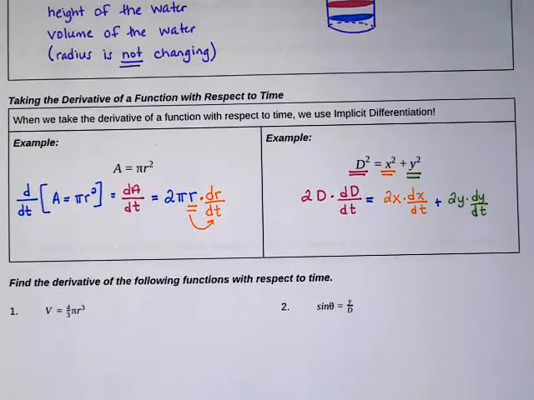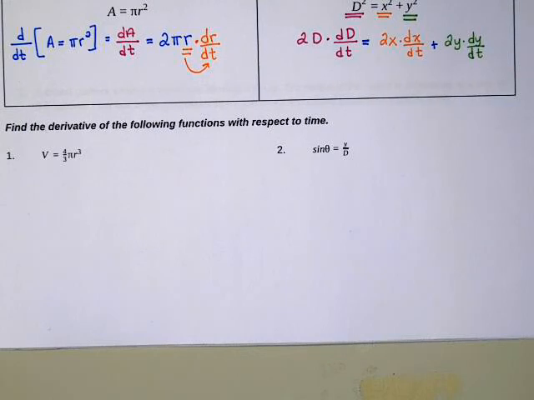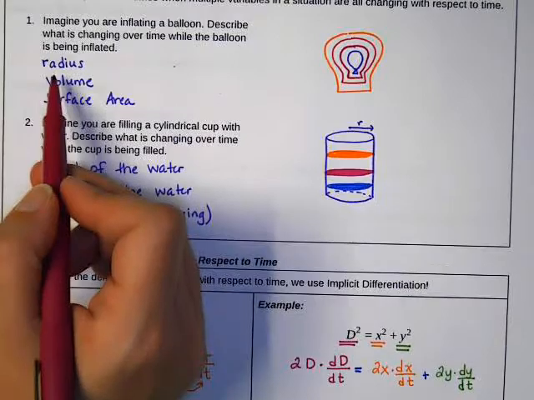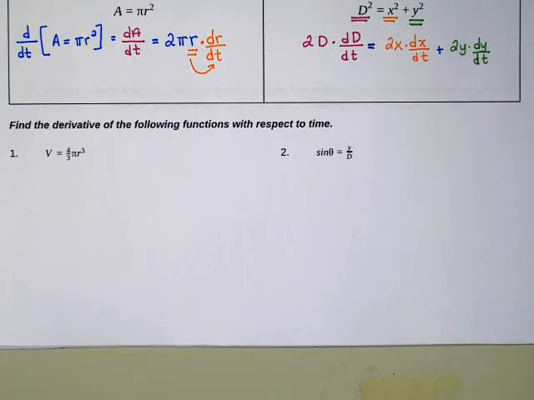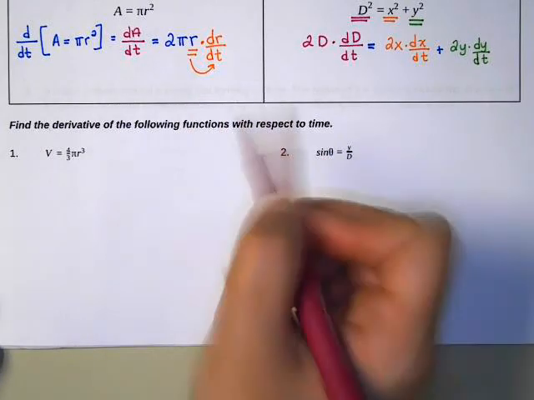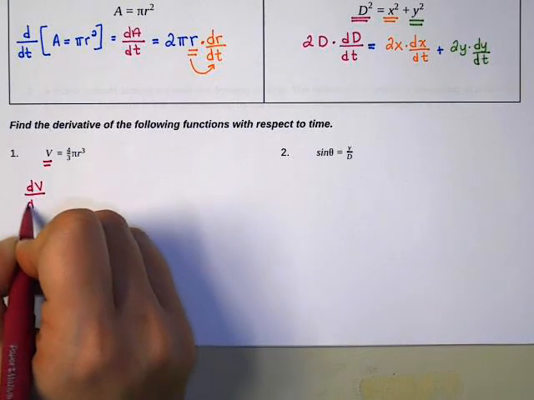Let's go ahead and look at taking some more derivatives with respect to time. So if I give you this volume formula, which happens to be the volume of a sphere, and I ask you to take the derivative with respect to time because the volume and the radius are both changing, just like in our balloon, the volume and the radius were both changing. Since the volume and the radius are both changing with respect to time, when we take this derivative, we're going to use this technique where we attach these rates because everything is changing. So the derivative of volume would be dv over dt.